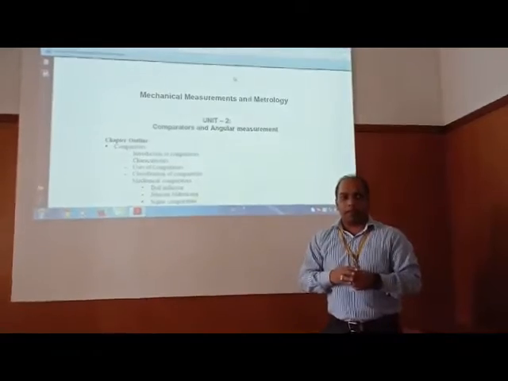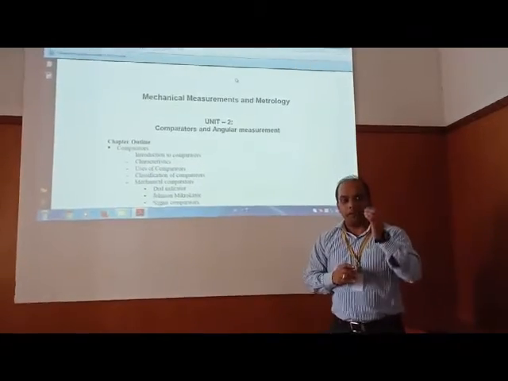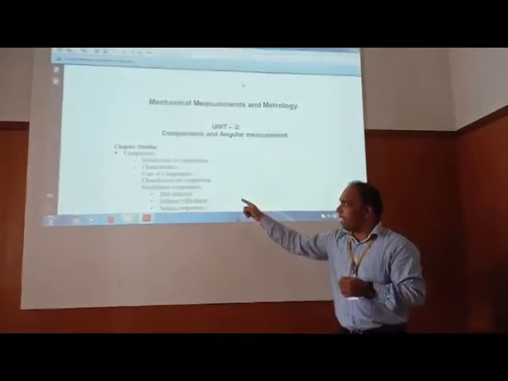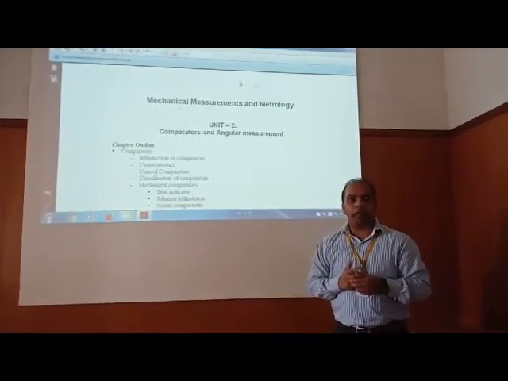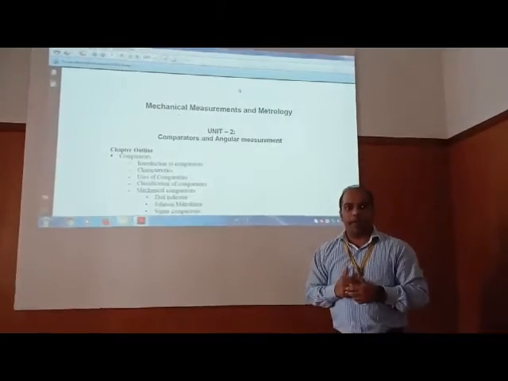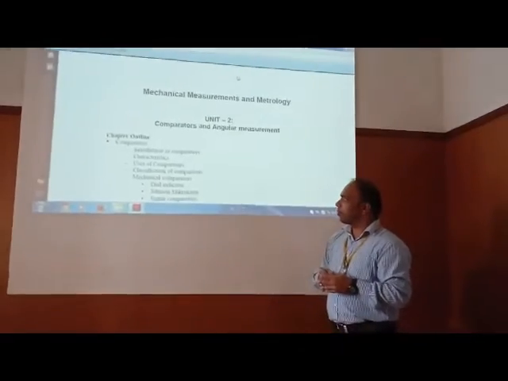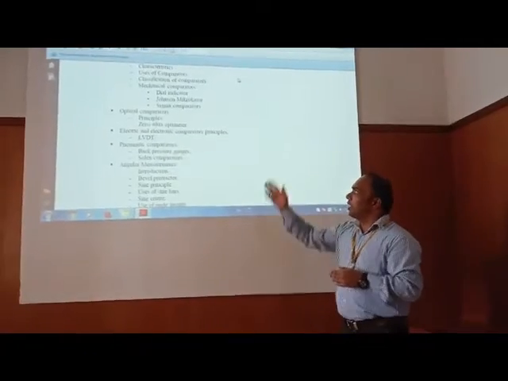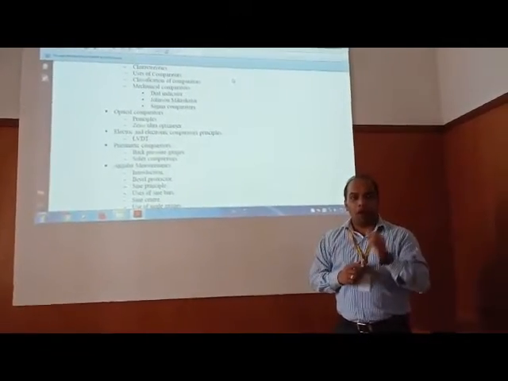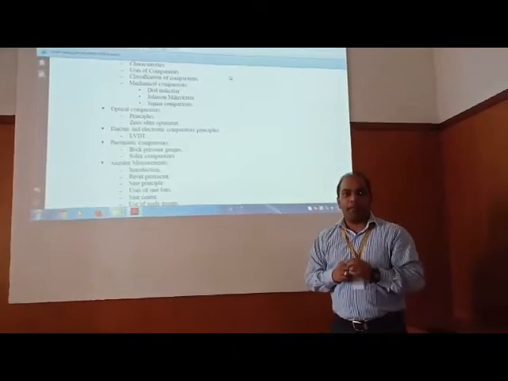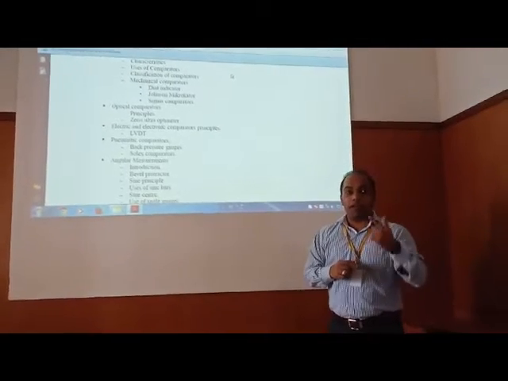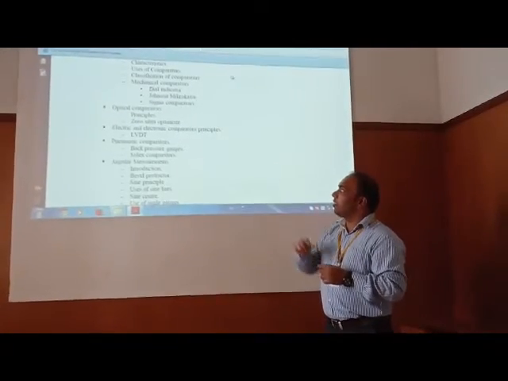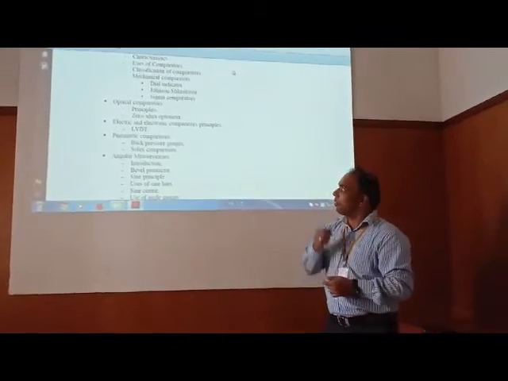Now, classification of comparators will comprise the following parts: mechanical comparators, which will include the dial indicator, Johansson's Microkator, and Sigma comparator. Next, we will see optical comparators, that means comparators where optical magnification gives us the comparison process. It is the Zeiss Ultra-Optimeter and basic principles.